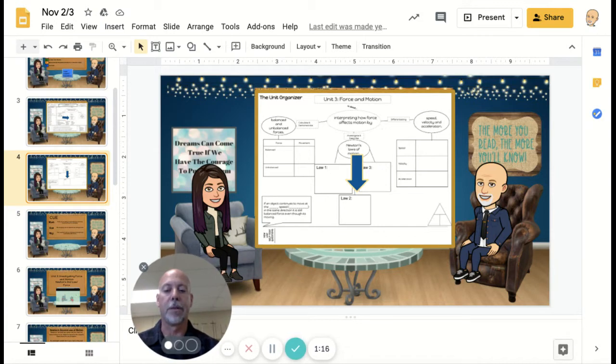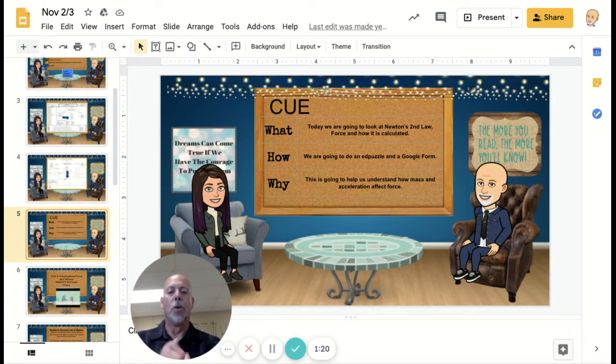All right, I'm gonna move my face over. All right, so Q, what? Today we're going to look at Newton's second law of force and how it is calculated. We are going to do an Edpuzzle and a Google form as well. This is going to help us understand how mass and acceleration affect force. Please remember that you have to do your warm-up today as well. And that should probably be done before you do the Edpuzzle.